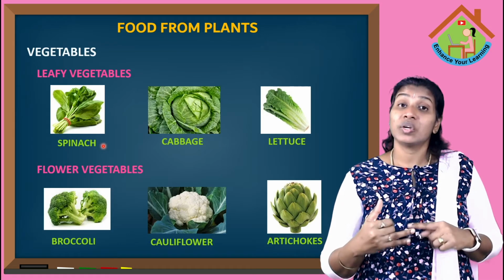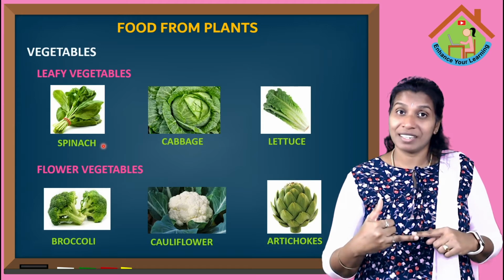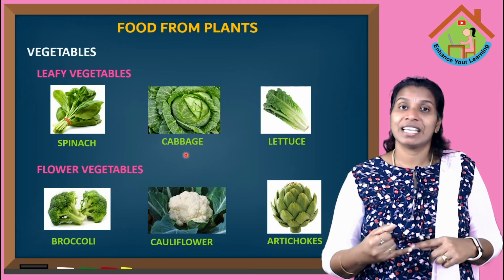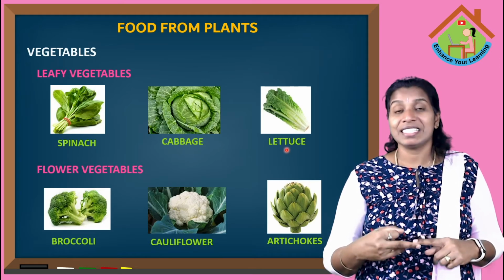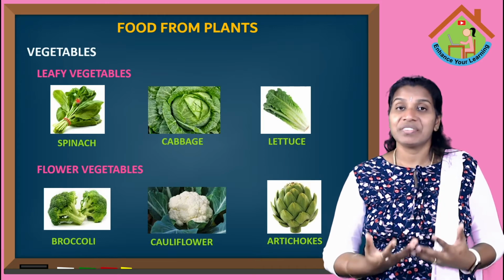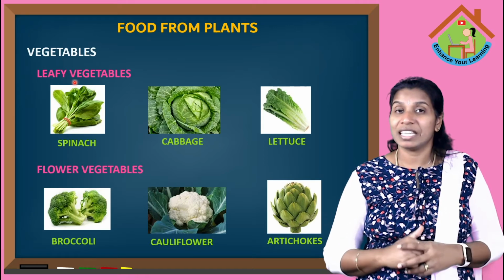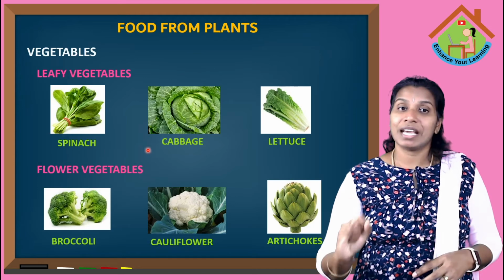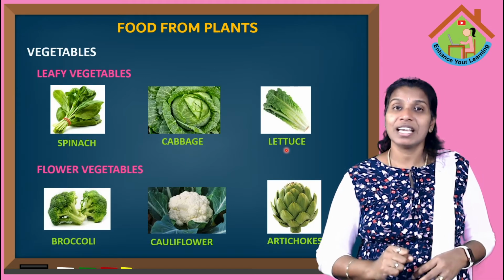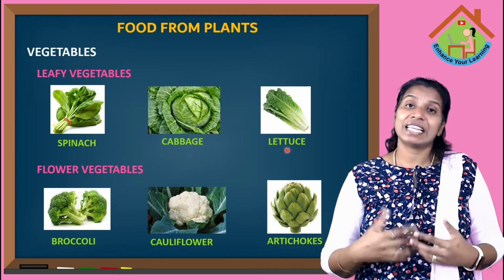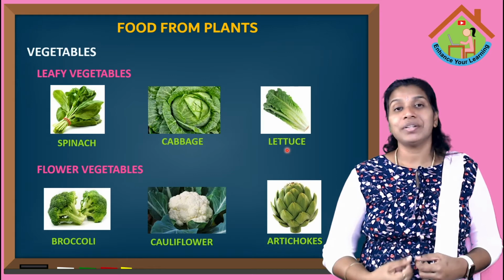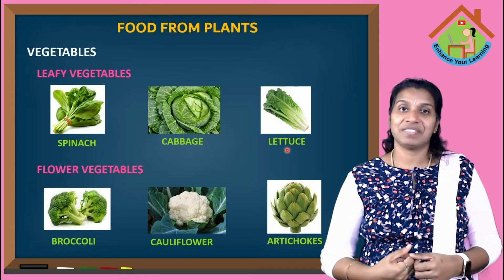Then onion leaves, that is spring onion, right? And some of the other examples are spinach, cabbage, and lettuce. So these are all the examples for leafy vegetables. What are the leafy vegetables? Spinach, cabbage, and lettuce. Okay, and some of the other green leaves which you consume every day are also examples for leafy vegetables.